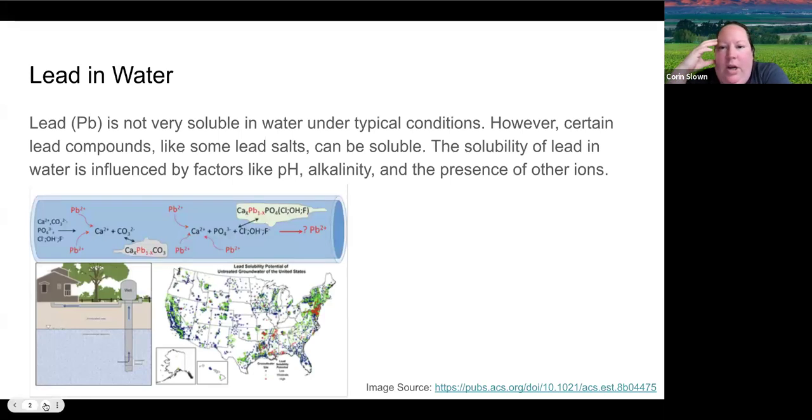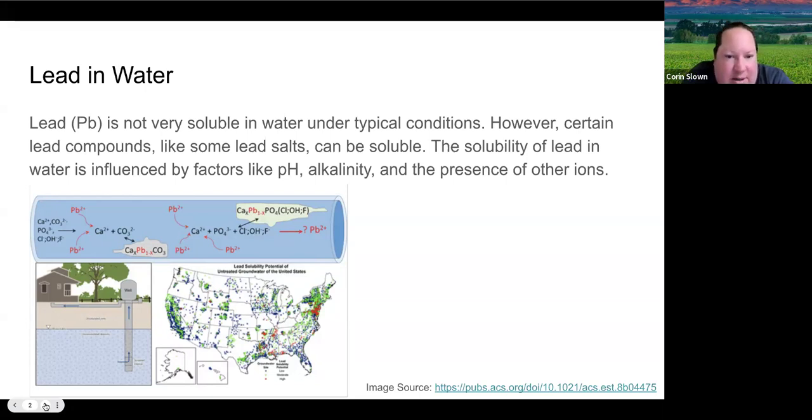So we're going to look with a slightly deeper dive into the solubility of lead in water. And the most important point here is that lead is not very soluble in water under typical conditions. However, there are certain lead compounds, especially some lead salts, that can be soluble and become aqueous ions. And so the solubility of lead in water is going to be influenced by factors like pH, alkalinity, and certainly the presence of other ions.